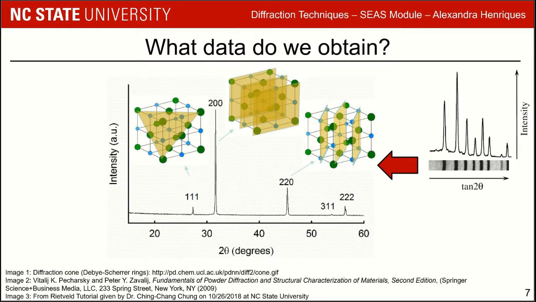This line profile can then be taken and the peaks can be identified and directly associated with lattice planes in a crystal structure, as shown in this central image, with the 111 plane highlighted in yellow on the left, the 200 planes parallel to one another shown in the center, and the 220 planes shown parallel to one another on the right.